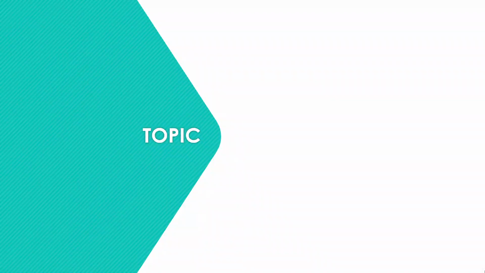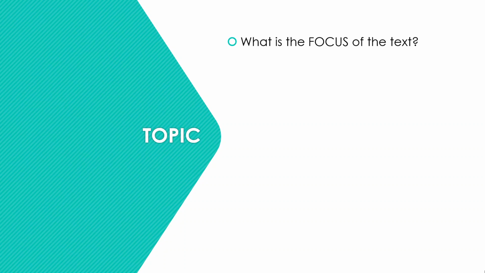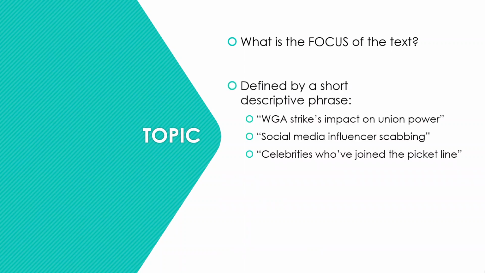Next, the topic. This one is straightforward. What is the focus of the article? What is it about? If you're filling out that same worksheet we introduced and we talked about the purpose, you should try to limit your answer on the topic to a short descriptive phrase. For example, if we were studying the current strike going on in Hollywood, we might see text with topics such as WGA strike's impact on union power, or social media influencer scabbing, or even celebrities who've joined the picket line.